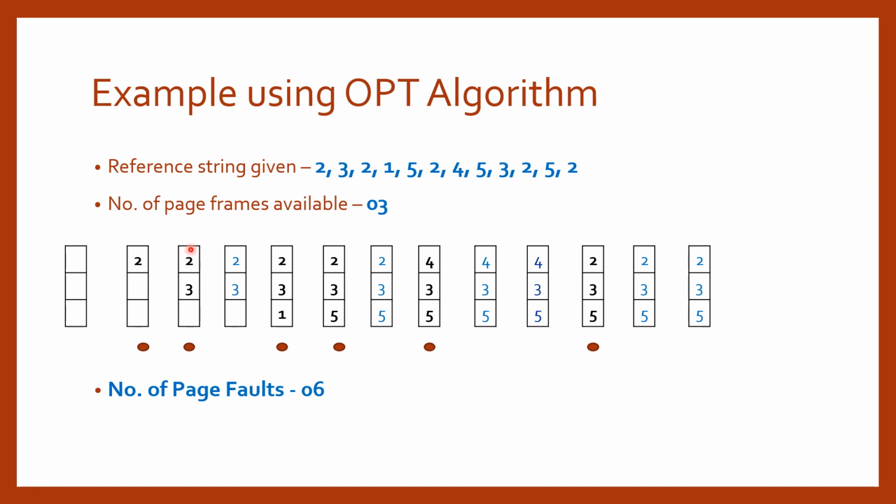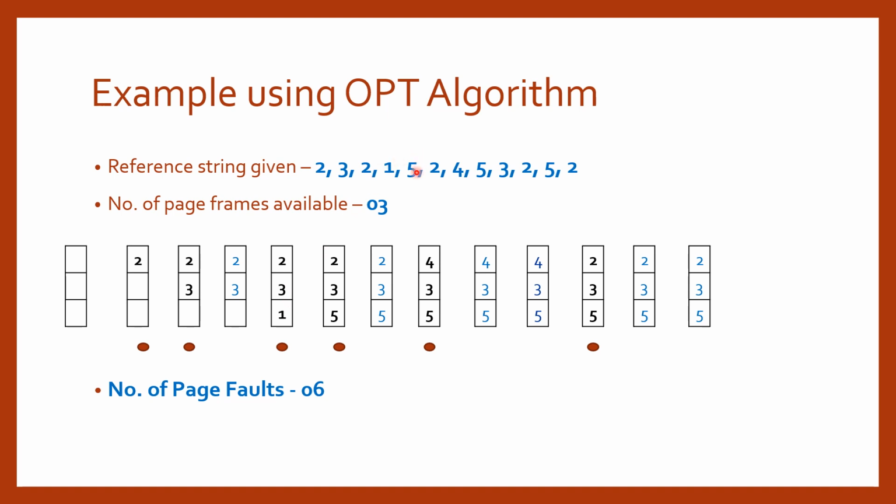So let's see how. Initially this RAM is empty, so a request comes for page number 2. 2 is loaded and a page fault is recorded. Again for 3 it is loaded, page fault recorded. Again 2 comes here, so no page fault. For 1 there is a page fault and we load it in the RAM. So our RAM is full. Now we will apply the OPT algorithm.